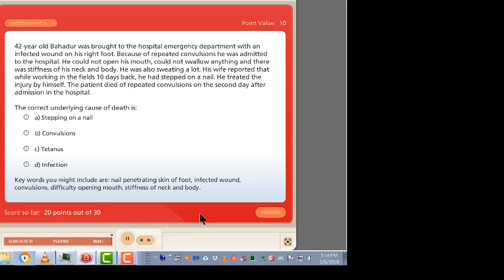Keywords that you might include are nail-penetrating skin of foot, infected wound, convulsions, difficulty opening mouth, stiffness of neck and body.